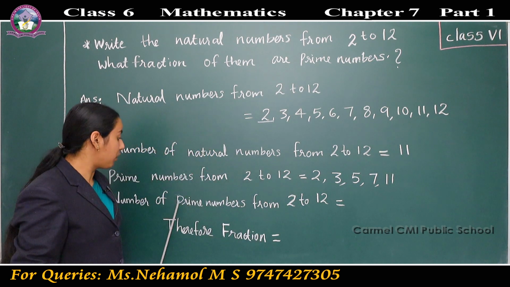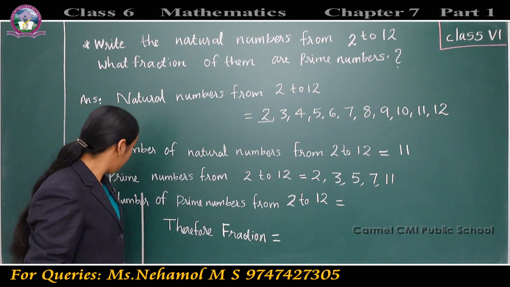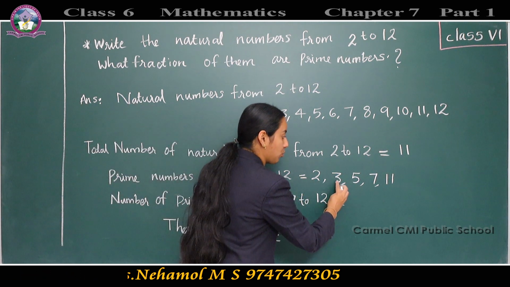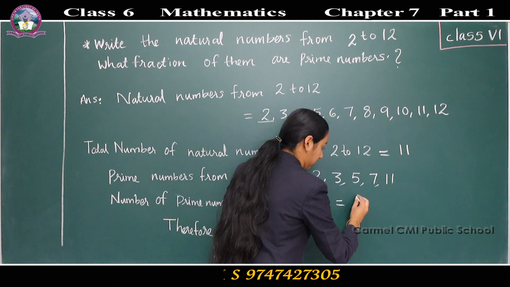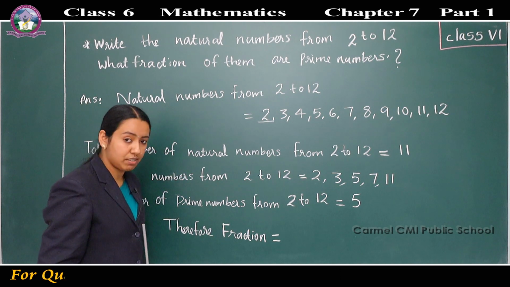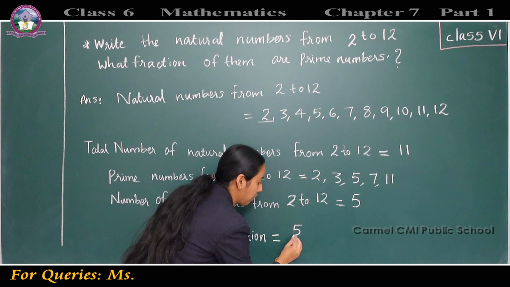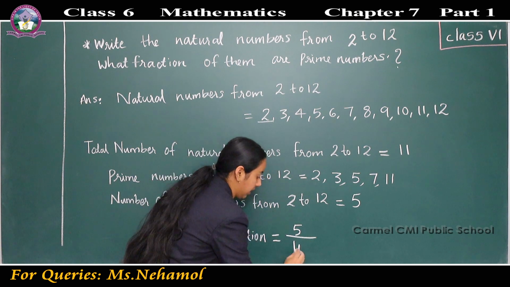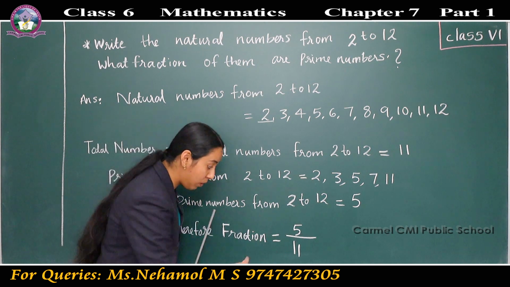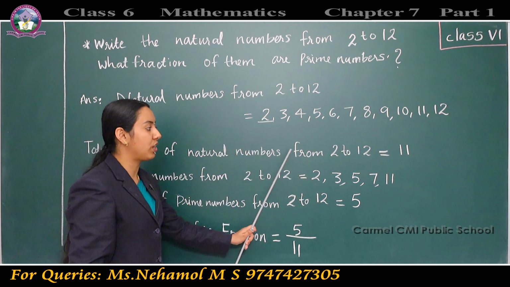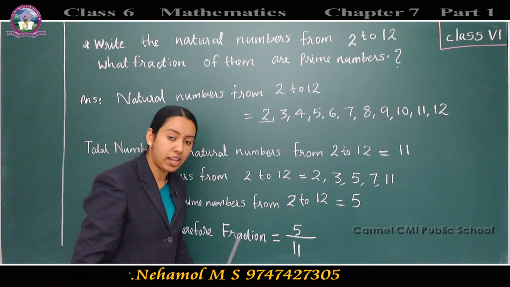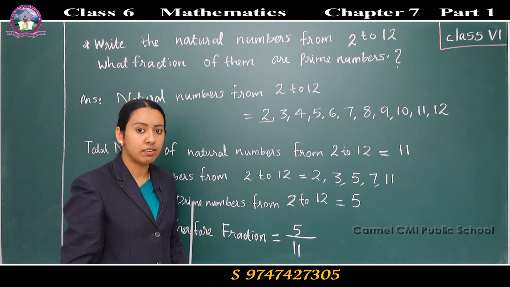Then what is the number of prime numbers from 2 to 12? The number of prime numbers from 2 to 12 is 1, 2, 3, 4, 5. 5. We have to find the fraction. Then what is the fraction? 5 by 11. That means the number of prime numbers from 2 to 12 by the total number of natural numbers from 2 to 12, that is 11. 5 by 11 is the required fraction.